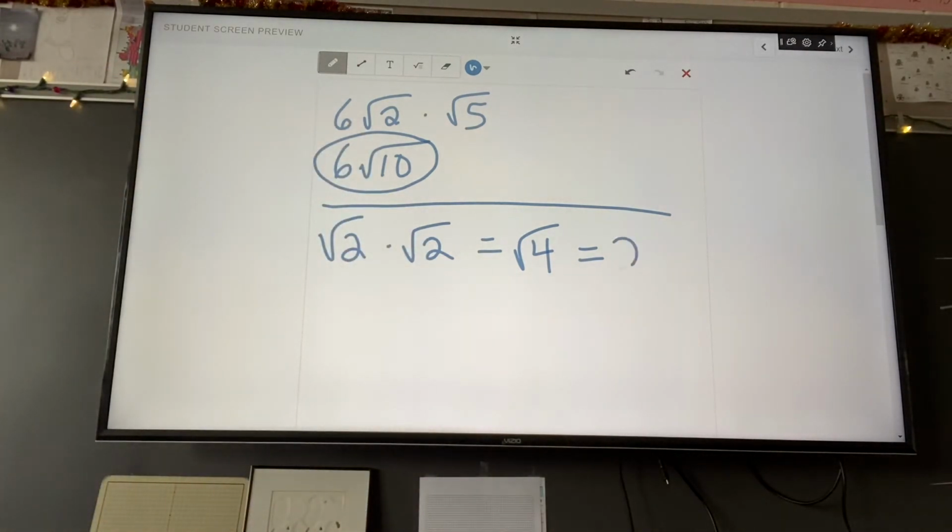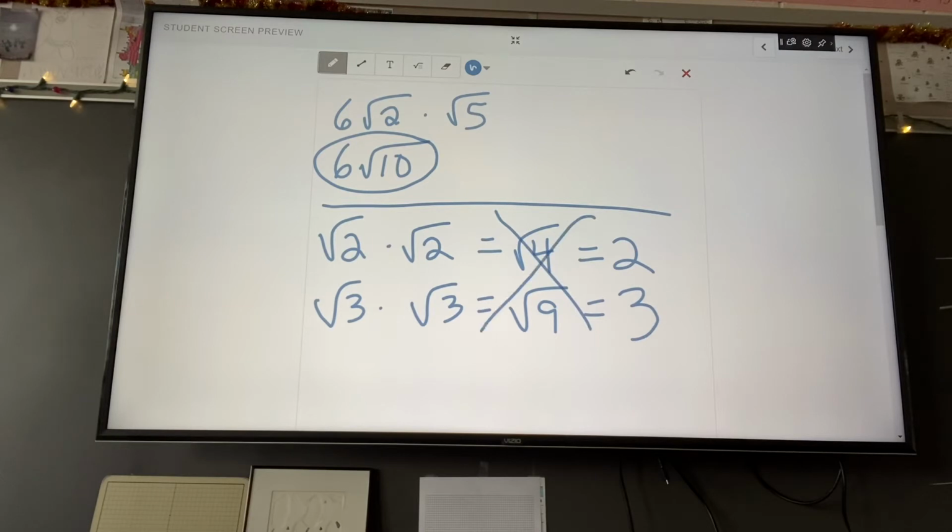All right. What's the square root of 3 times the square root of 3? Square root of 9, which is 3. So we actually don't even need this step. What is the square root of 15 times the square root of 15? 15. Boom. We're going to need that. There's your answer.